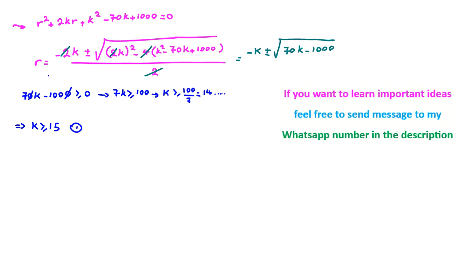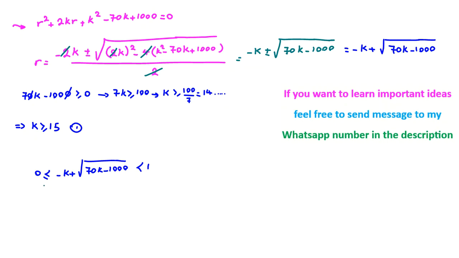Now this one, because it says r should be greater than or equal to 0, here we should select plus, because negative, negative, it will be negative. So it will be negative k plus root of 70k minus 1000. Now we can say negative k plus square root of 70k minus 1000 is greater than or equal to 0 and less than 1. Pause the video and try to solve it first on your own, for which case it will be good.